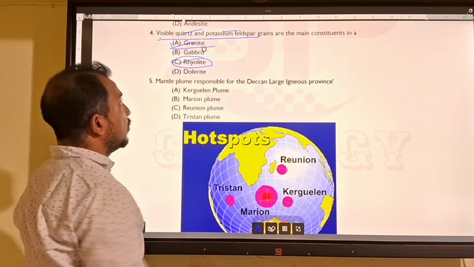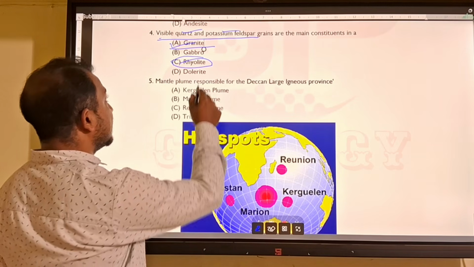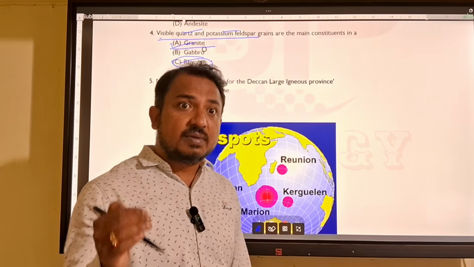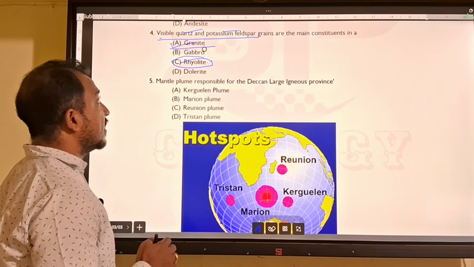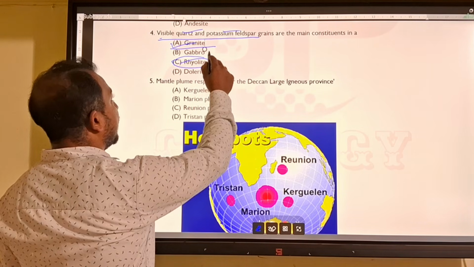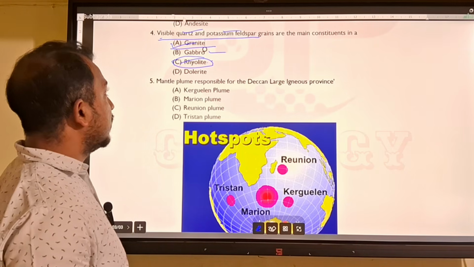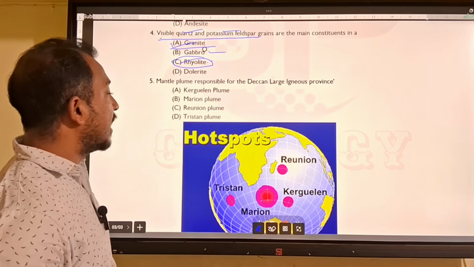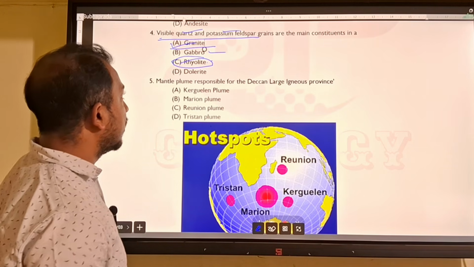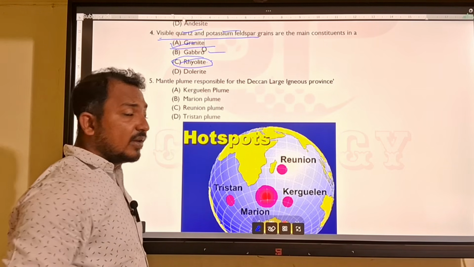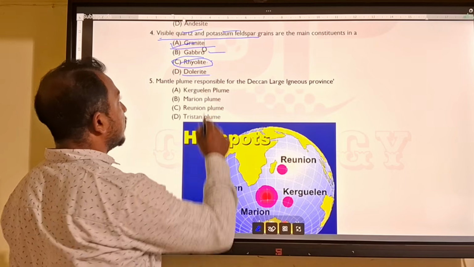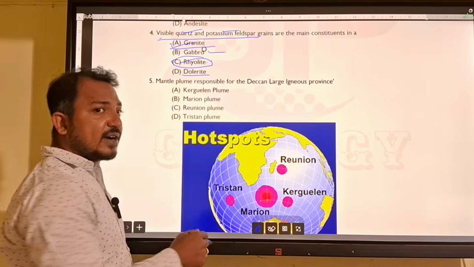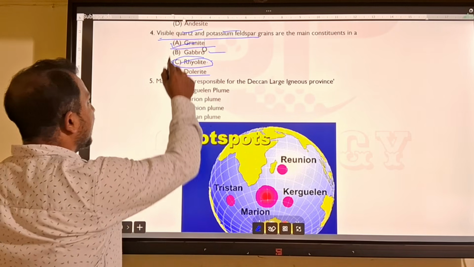Rhyolite is also of the same composition, quartz and potassium feldspar, but it is volcanic. So it has fine grain. It doesn't have visible fragments of quartz and potassium feldspar grains. Then gabbro is plutonic, but it has a different composition. It contains olivine and pyroxene, that is your gabbro type of rock. You'll find plagioclase, pyroxene in gabbro. Then dolerite is also the same. It is a hypabyssal equivalent of gabbro. Gabbro, dolerite, and basalt. So our answer will be granite.